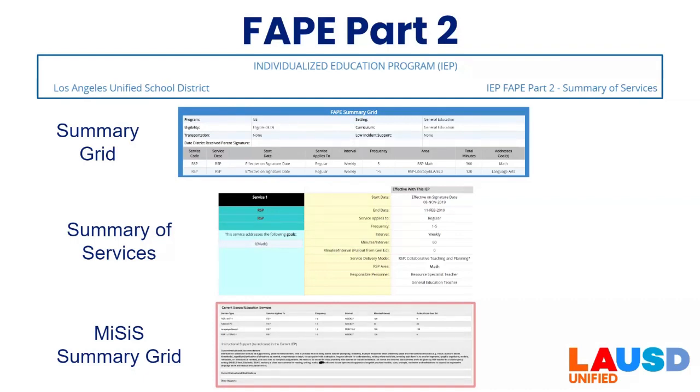If you want something that is a little more in depth, the summary of services page can be used. This is also found on FAPE Part 2. Here you can see that the student is receiving RSP services in math 1 to 5 times a week for 60 minutes. They are not being pulled out of general education. Their services are being met by collaborative teaching and planning, and both the RSP teacher and the general education teacher are responsible to ensure that the student is meeting their math goal. As mentioned earlier, you can find the IEP services grid located in MISIS.